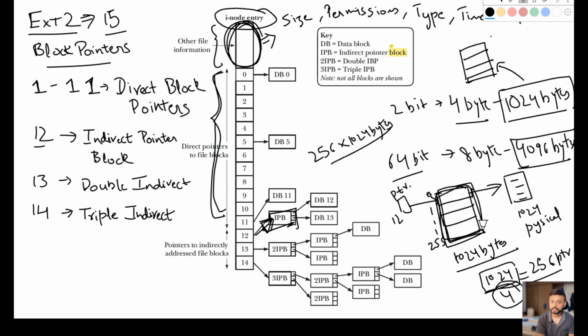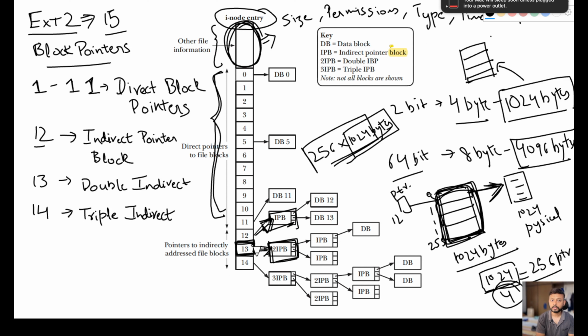256 is the number of pointers that we have on this physical page, and each pointer in turn is able to point to a 1024 sized page. That is why we are able to store this many bytes using the 12th indirect pointer. The 13th pointer is a double indirect pointer.